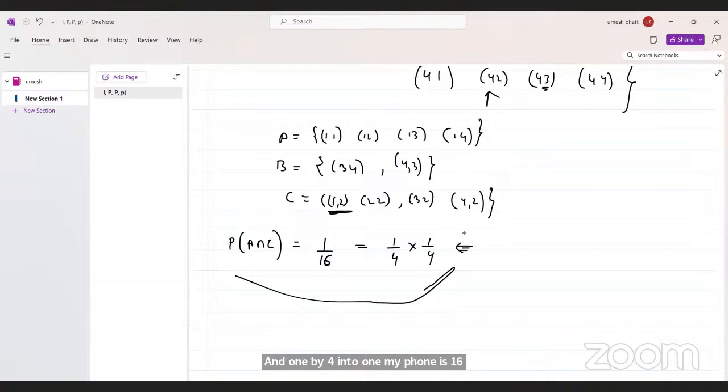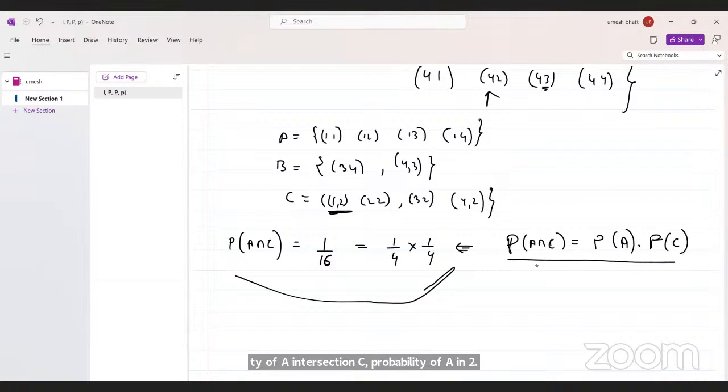So this is what? Yes. Probability of A intersection C is equal to probability of A into probability of C. This is what? 1 by 16. This is 1 by 4 into 1 by 4. So both are equal, so they are independent.